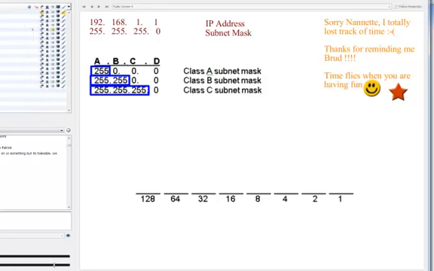For Class B, as you can see, the Class B 255.255 represents the network. It uses 2 octets for the network and then 2 octets to represent the host itself. So whatever I have in the blue boxes, that's kind of like your city and state that we talked about before, right? That represents the network. And then the zeros are the individual house numbers.